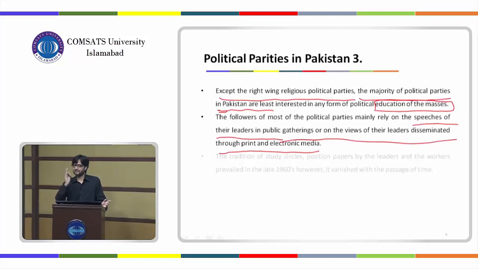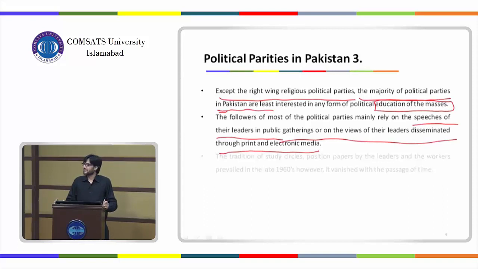Okay, the leader said this in a speech. My leader, for example leader A, said this in the speech and he countered the argument of leader B in such and such manner. So this is what the masses usually know about the policy of the party and the policy of their leaders, through their public speeches and their statements in the print and electronic media.